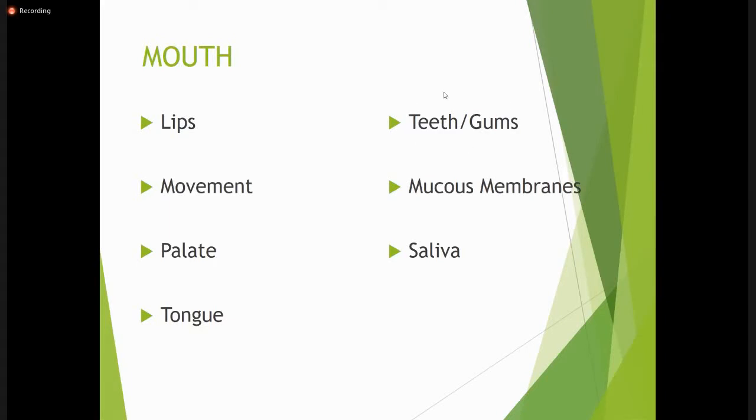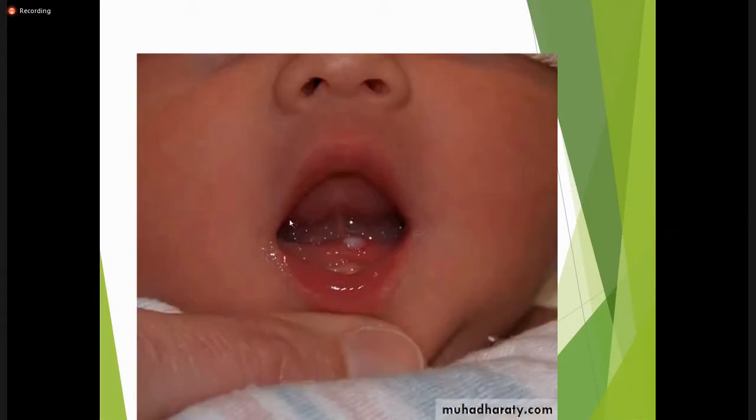Then teeth and gums. Sometimes in the newborn period, natal teeth are present, which usually indicates some underlying infection, other abnormality, or a genetic disorder. So you have to look for the natal teeth. Then the mucous membranes and the saliva. So this is the picture showing tongue tie. This is the picture showing a natal tooth.